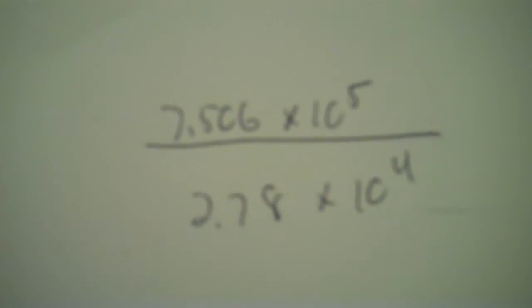What would you do with 20 and 2 to find out how many small cubes make up the large cube? If the large cube's 20 and each small cube's 2, it'd be dividing. So you make a division line, and instead of dividing 20 by 2, you divide 7.506 times 10 to the 5th by 2.78 times 10 to the 4th, and then it's just like you were just doing.